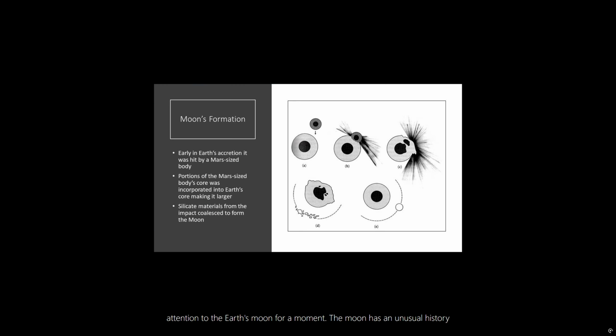Now let's turn our attention to the Earth's moon for a moment. The moon has an unusual history compared to many of the moons in our solar system. For one thing, it is unusually large for a moon of a terrestrial planet. Most of the moons in the solar system are attracted by gravity to the planets they orbit. The mass of the Earth is so low compared to the size of the moon that it would not have been able to attract a moon of this size, so it is evident that something different happened.